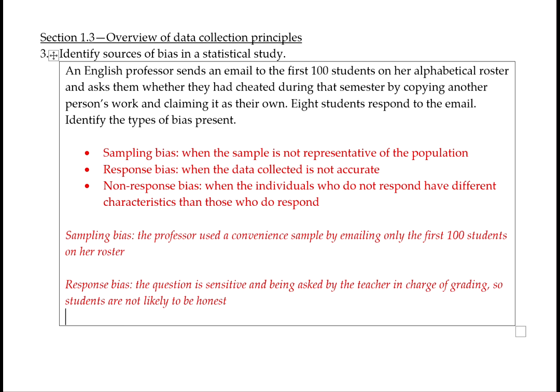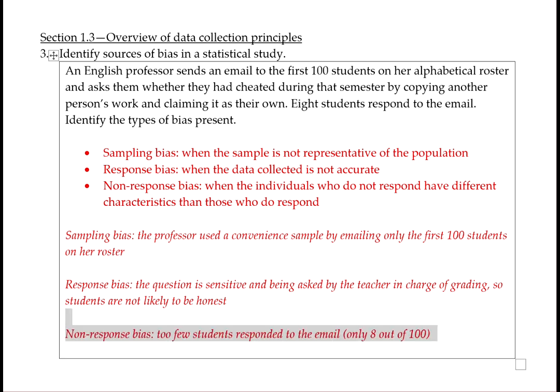And then finally, non-response bias. In this example, 100 students were sent the email and only 8 students responded. So too few of the students responded to the email. We have non-response bias because there are so many individuals who did not respond to the email survey that they received. So this is an example where all 3 sources of bias were present.